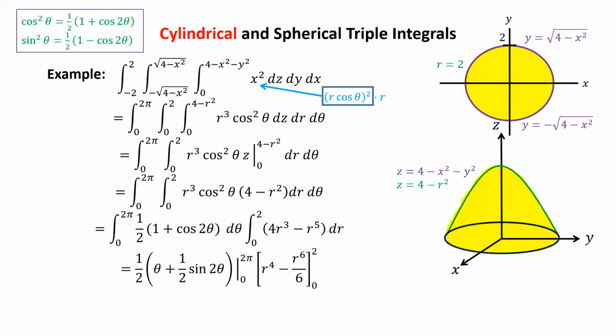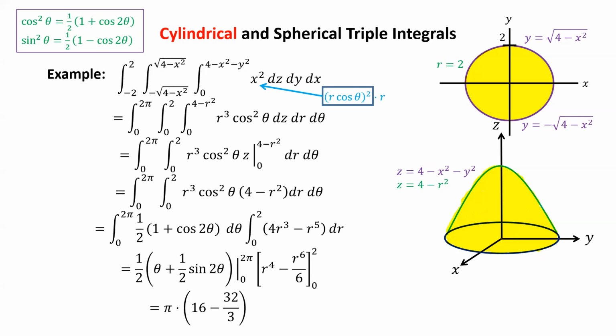Integrating each of those, we get 1/2 theta plus 1/2 sine 2 theta, right? 1 becomes theta, and cosine 2 theta becomes 1/2 sine 2 theta. There is a little substitution there. If we let u equal 2 theta, then du is 2 d theta, which is why we need a half to balance that out. For the dr integral, those are just power rules. 4r to the third becomes 4r to the fourth over 4, or r to the fourth, and r to the fifth becomes r to the sixth over 6.